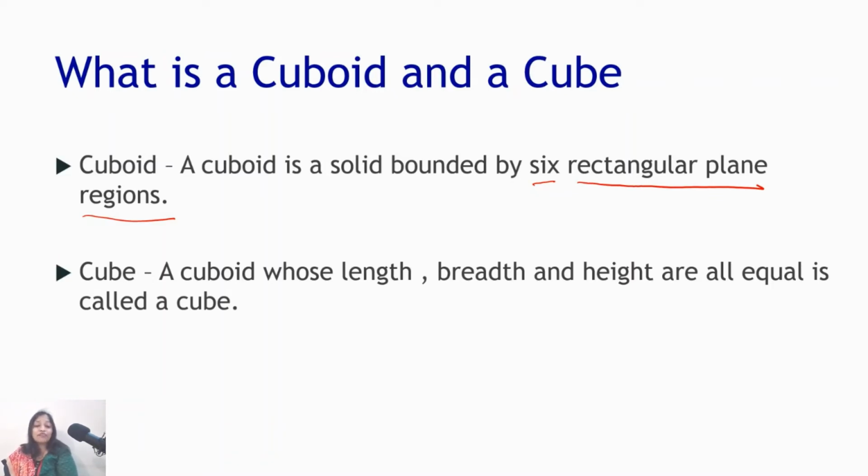Six rectangles, if you're putting together top, bottom, and the area of one, and you close the figure, it becomes a cuboid. So if I draw a simple figure, this is a rectangle, right?